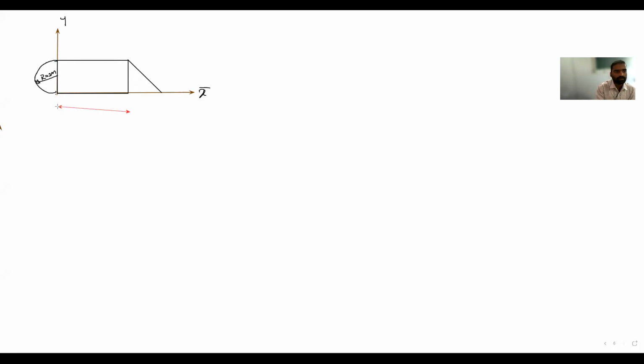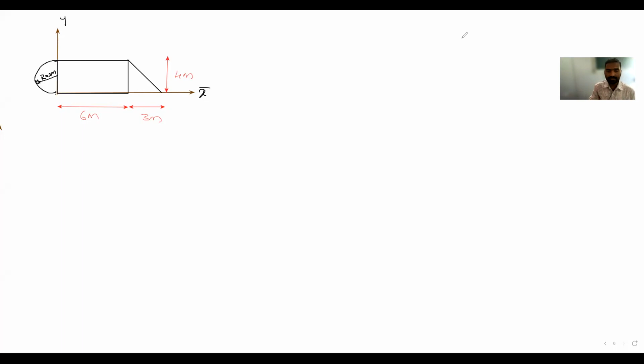This is different, and its height is given. So this is 6 meter, this is 3 meter, this is 4 meter. So this is a semicircle. The semicircle has a radius of 2 meter. Have you drawn it? Yes, sir.